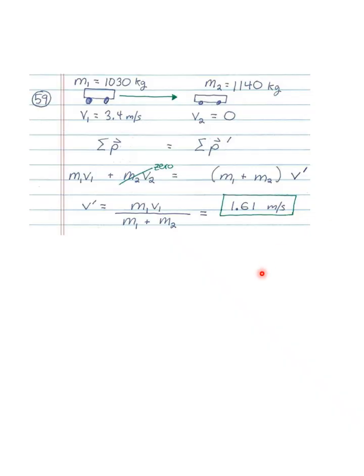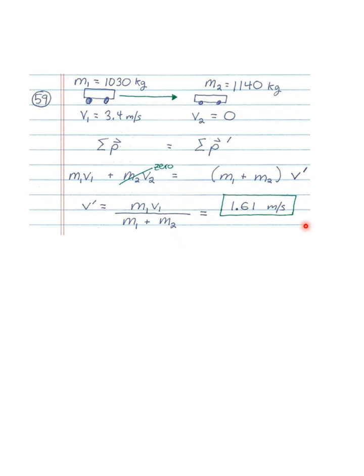So we can say the momentum beforehand is m1v1 plus m2v2. Now, car 2 was at rest. v2 was 0, so that part just goes to 0. I've just crossed through it. Equals, after the collision, they're stuck together, so we can just consider them to be one big car. m1 plus m2 is its mass times the velocity v prime. We solve for v prime algebraically. We get m1v1 over m1 plus m2, and we get 1.61 meters per second.